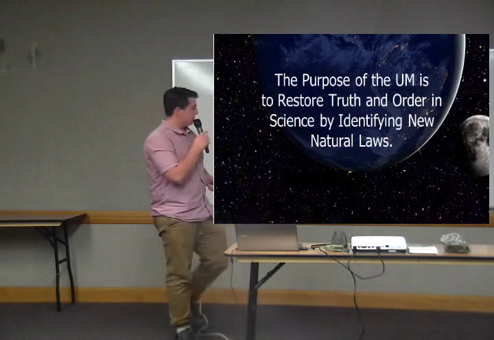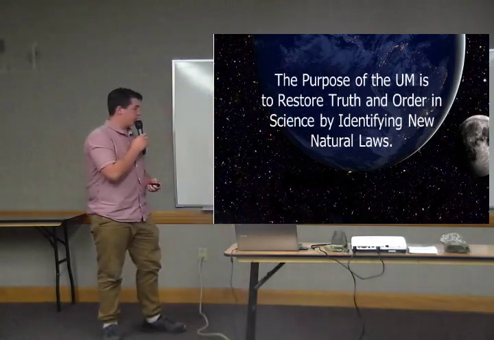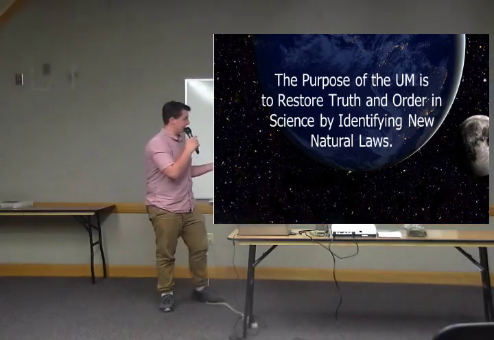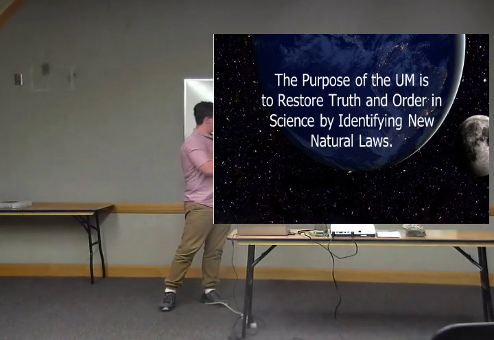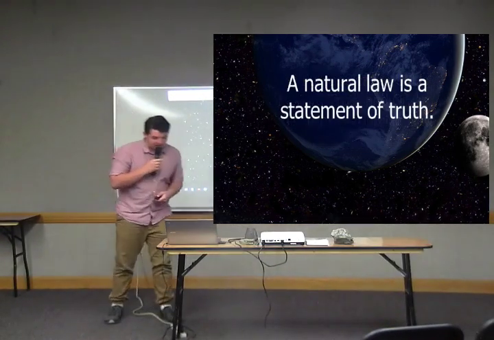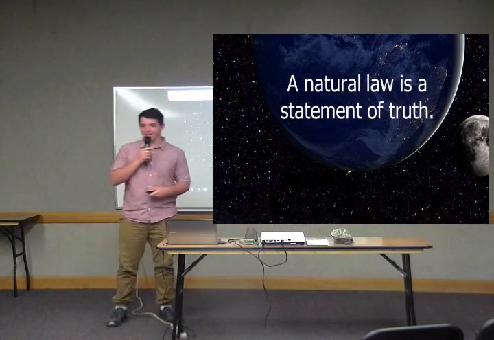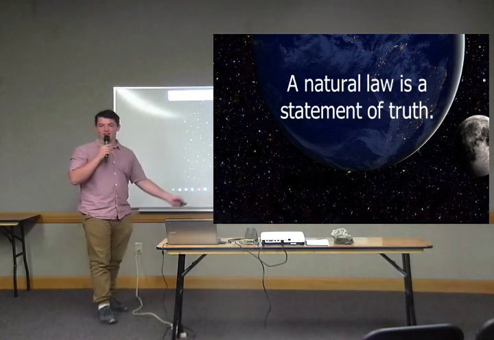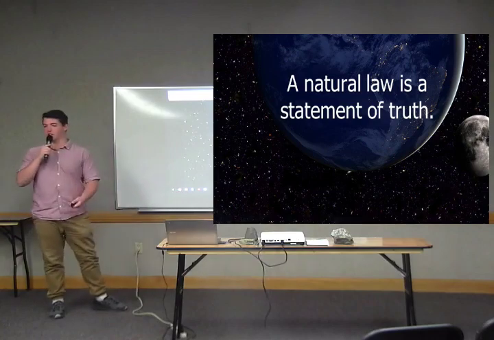The purpose of the UM is to restore truth and order in science by identifying natural laws. Well, what does a natural law mean? A natural law is a statement of truth, which is pretty simple, right? You would think that the greatest scientists of all time would be trying to find truth, right? Because that's kind of what science is all about, is finding truth.